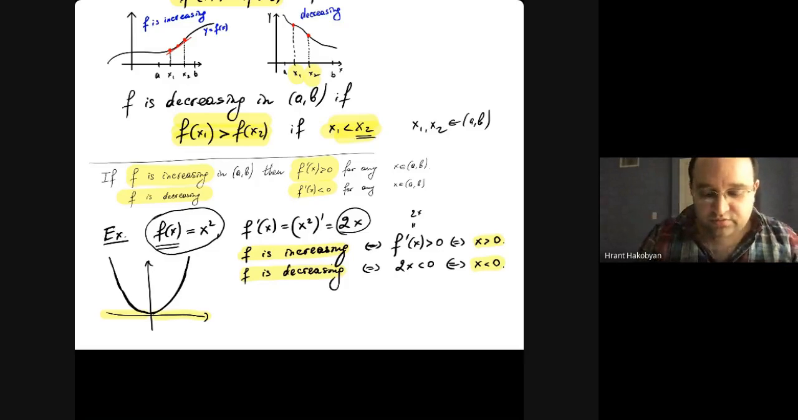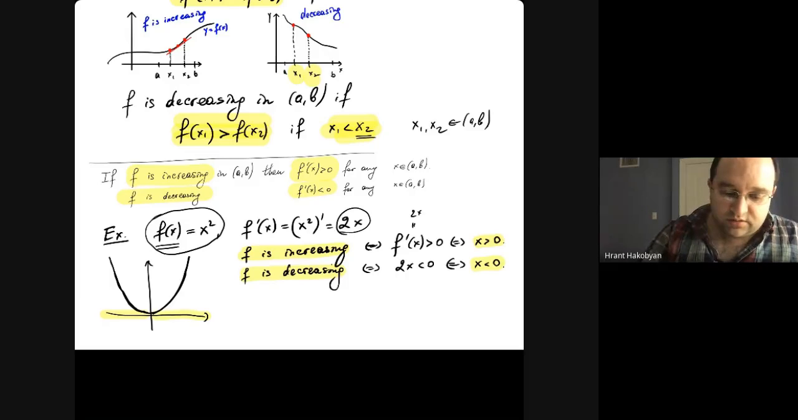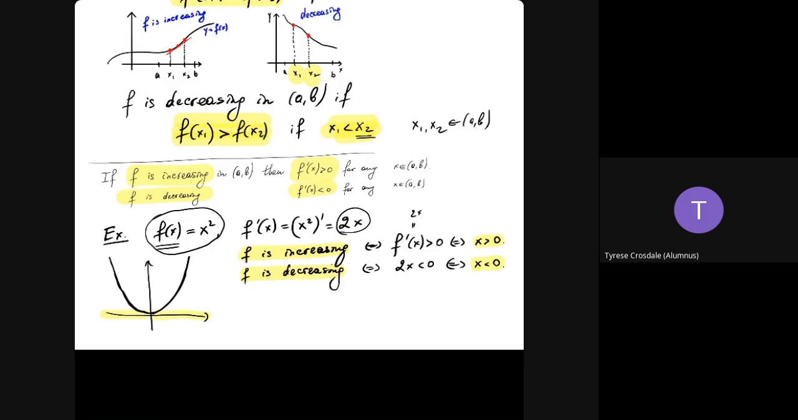So we're going to do a little bit more complicated examples now. Do you guys have any questions? Yes, can you re-explain just the graph part? Like, where is f increasing, where is f decreasing?